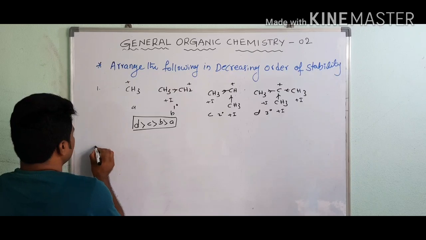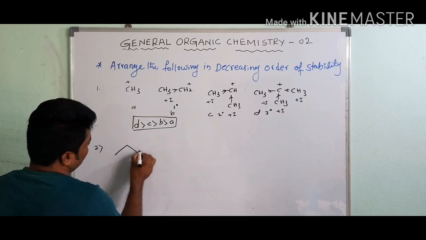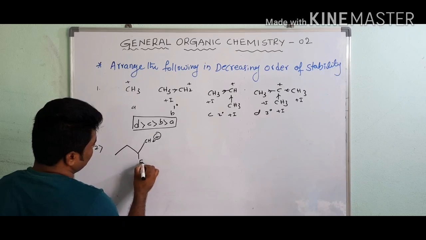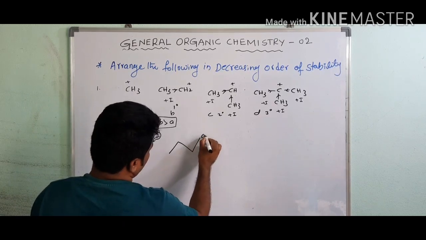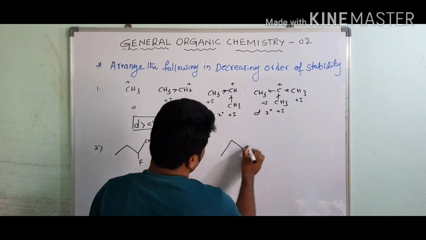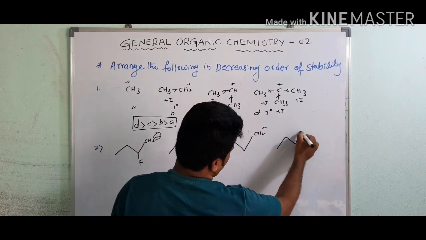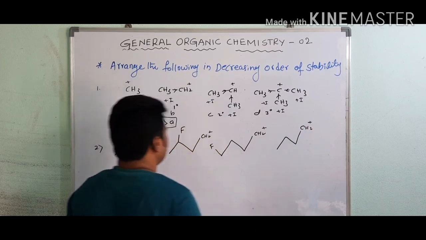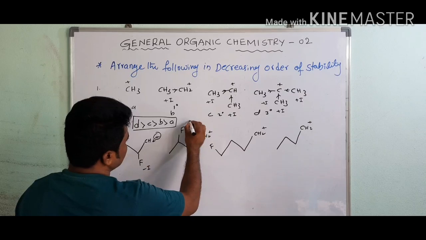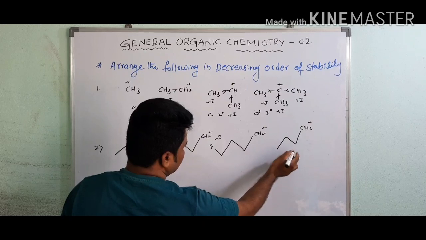That was the first question. See the second question. Now this is one compound: CH2 plus with fluorine, CH2 plus with fluorine, here CH2 plus, here also one fluorine is there, and this is CH2 plus. Now what would be the stability order? Here the fluorine has minus I effect, here also minus I effect, here also minus I effect, but here there is none. So highly stable is this one.